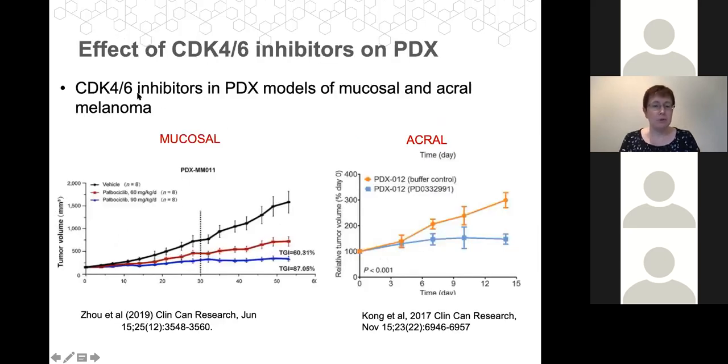There have also been a couple of papers from groups in China looking at the effects of these inhibitors on PDX models. And this is just showing the effect on tumor volume in papers from China in mucosal and acral. And the tumor volume is decreased in the mucosals and the acrals in the presence of the inhibitor.